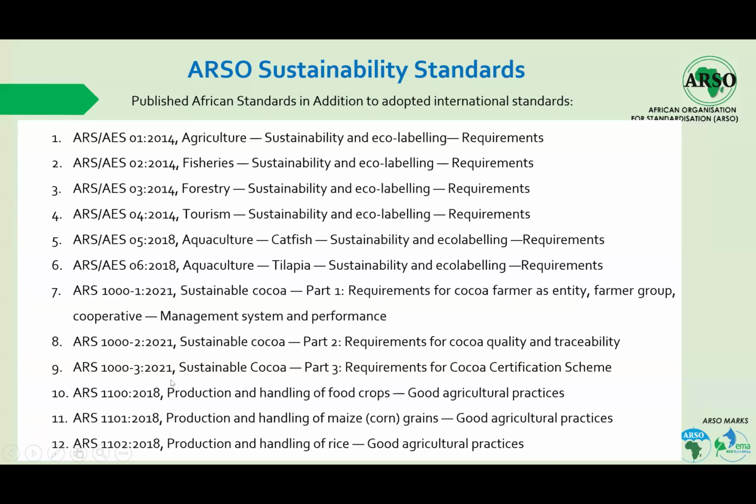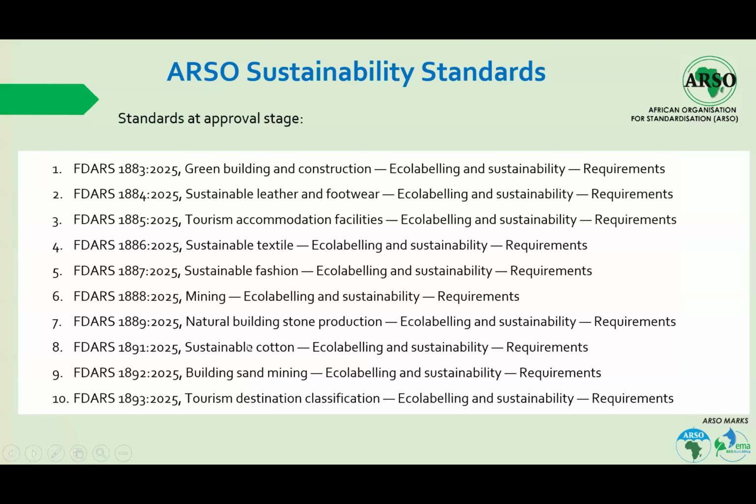You can see that we have a sustainability standard on agriculture. We have on fisheries, forestry, tourism, aquaculture, specifically on catfish. We have tilapia. We also have another series of sustainable cocoa standards. And we have other standards related to sustainability, which are good agriculture practice. So apart from the published standards, we have other standards that are ongoing, and we encourage member states to take note of that and take part in their implementation.